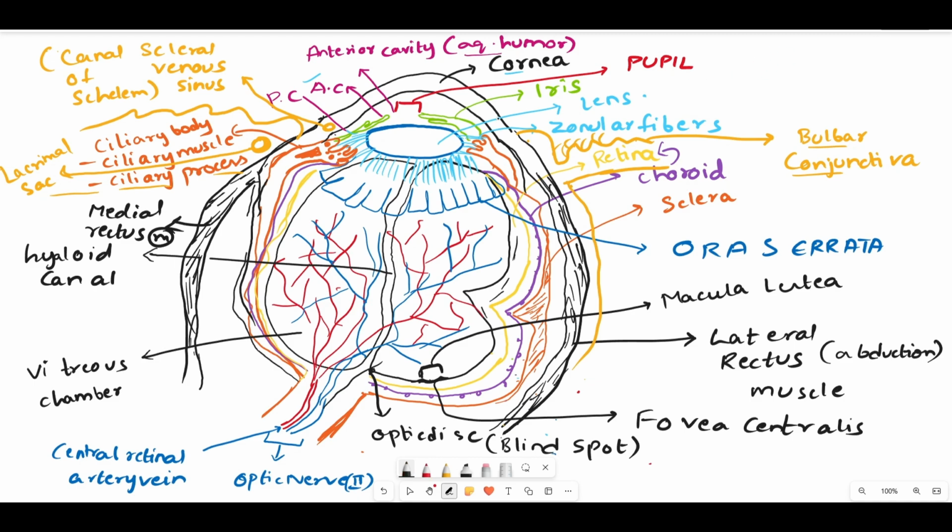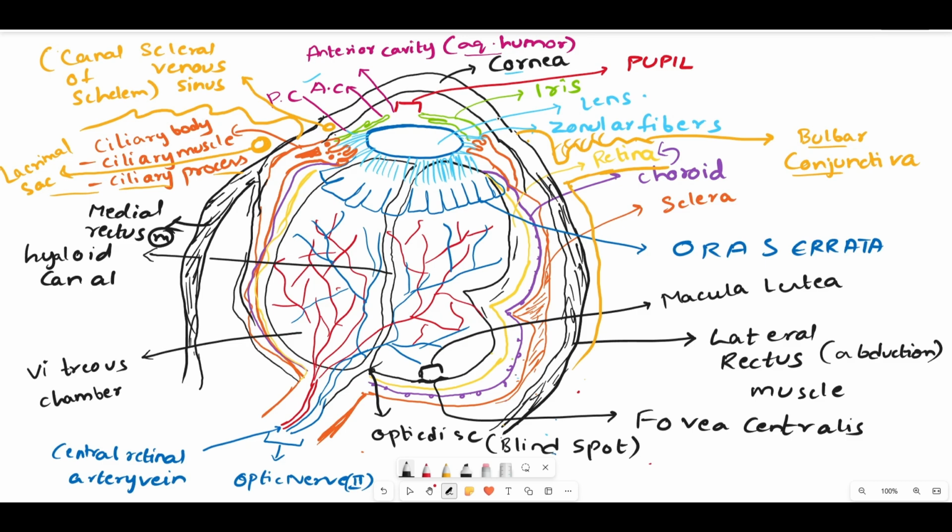So that's it about the eye. Remember, anatomy becomes easy when you draw and learn together. If you understand where each part is placed and what exactly it does, labeling is no longer memorization, it will be logic. So use this method: draw, label, write one line function, and your exam answers are already half done.